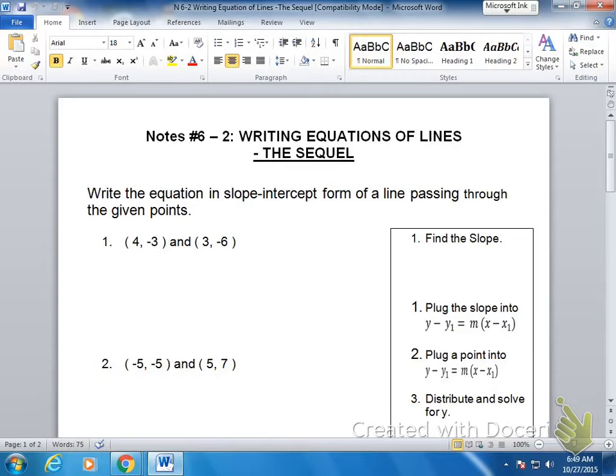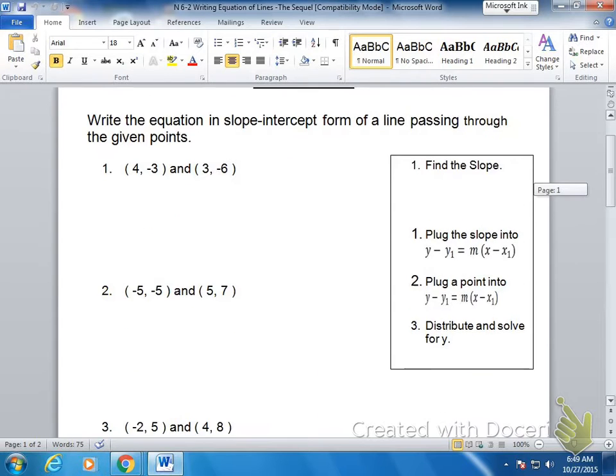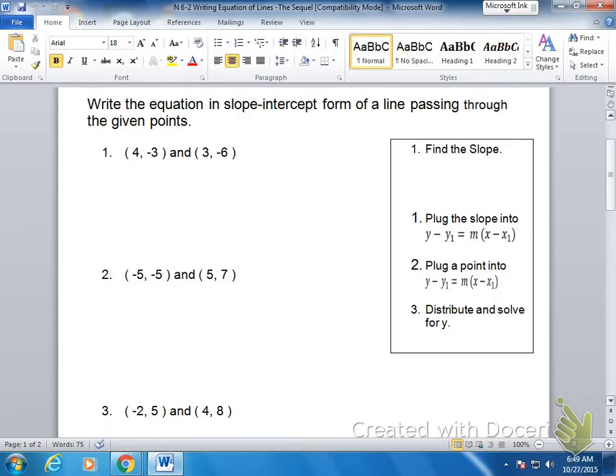All right, guys, so this is just a little help on note 6.2. I'm going to do a couple of examples. You can kind of see how it works. So what we're doing today is exactly what we did yesterday. It's just instead of them giving us the point and the slope to put into point-slope form, we're going to have to find the slope ourselves.